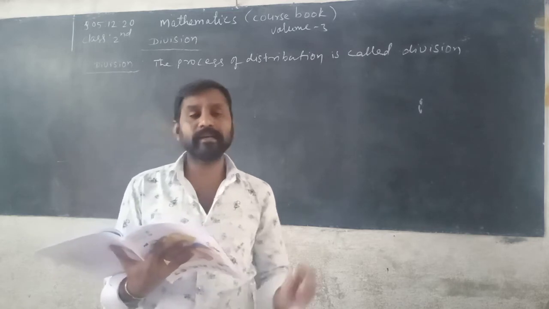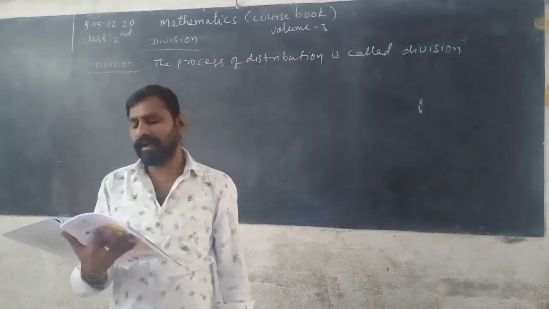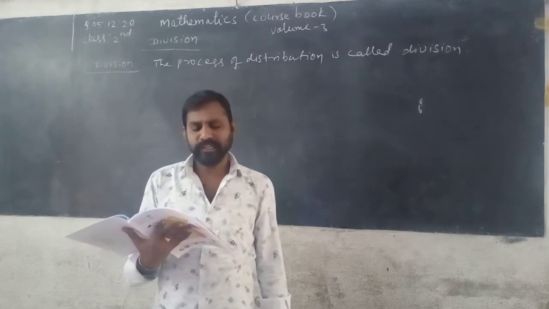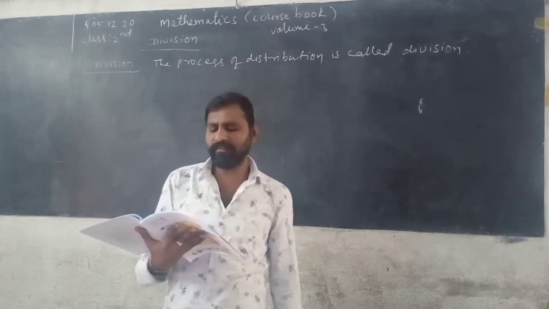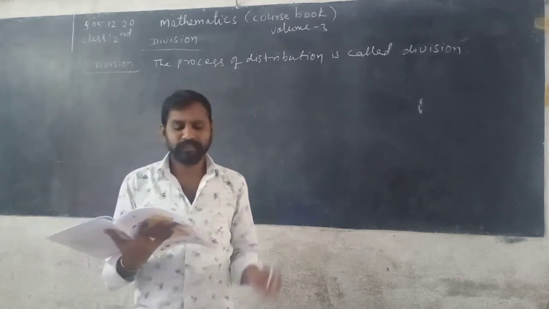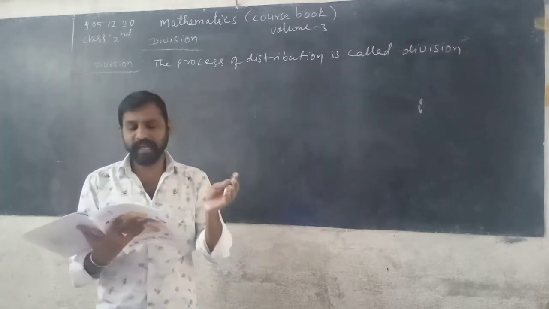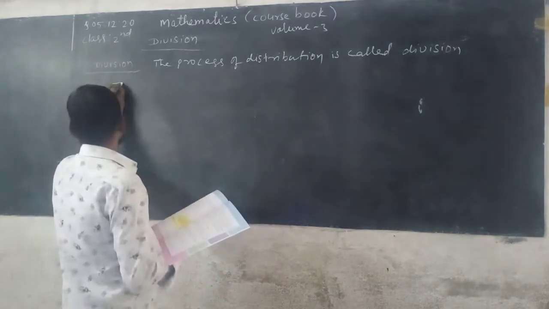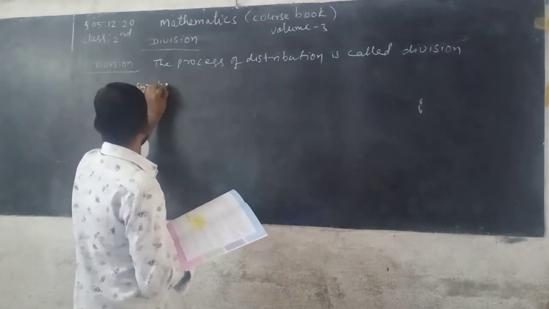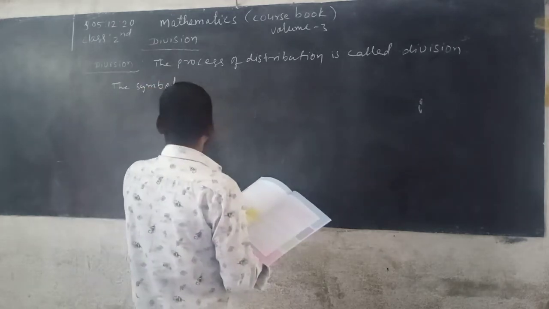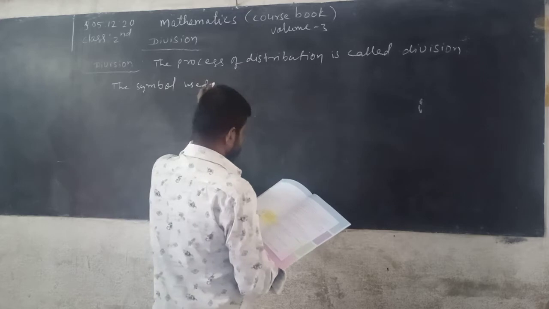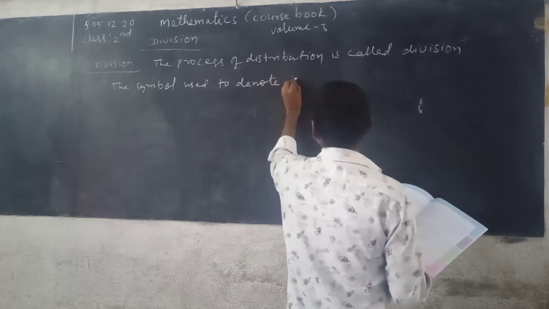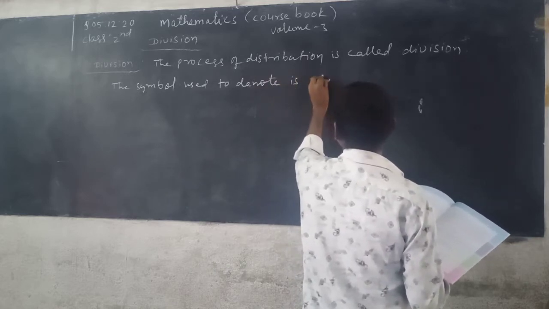Division is a mathematical term describing the amount of times a number can be broken down. You divide when you have more than one person or thing. The symbol used to denote division is called the division symbol.